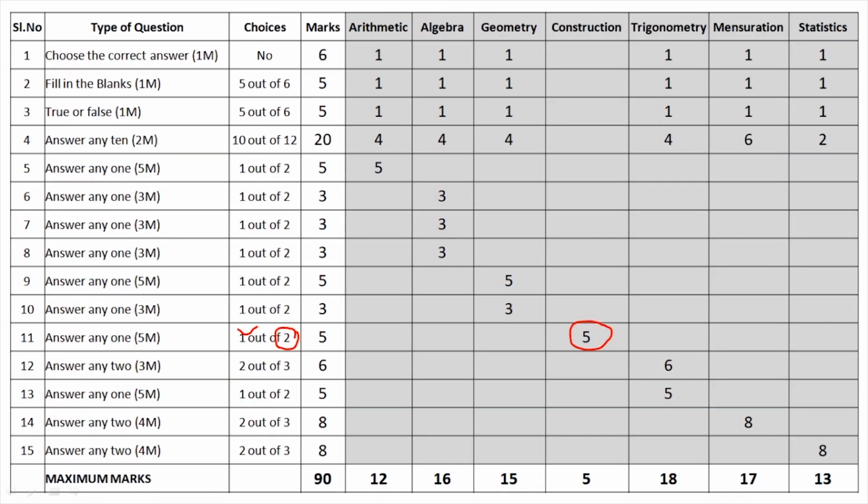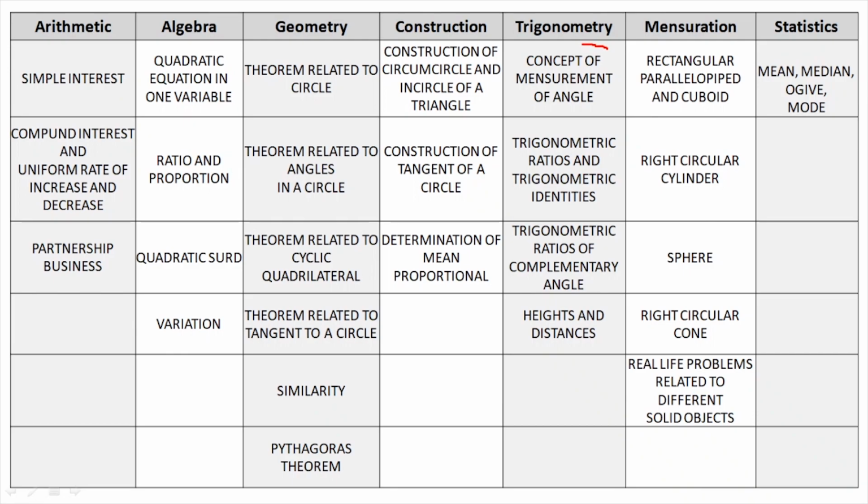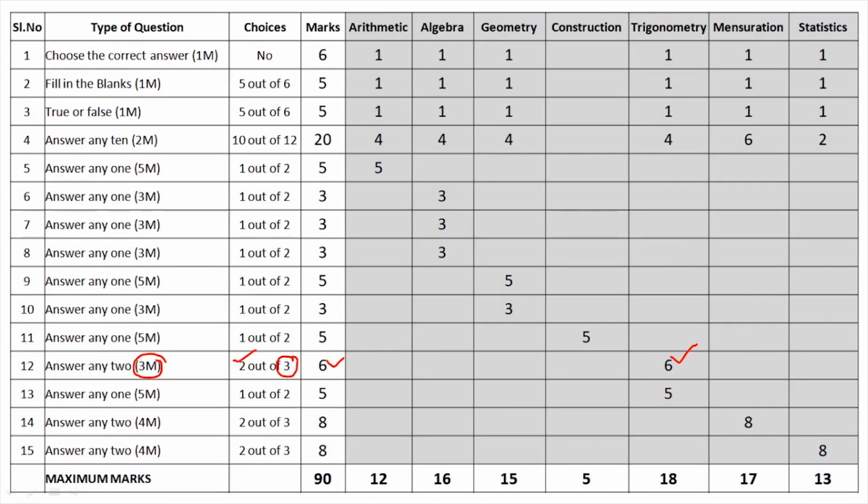After that, question number 12 will be from trigonometry. There will be 3 questions and you have to answer 2, which will be of 3 marks each. So total marks will be 6, and that will be from trigonometry. Let us see the chapters involved in this. So these 3 chapters will be involved. Okay, 3 questions will be from these 3 chapters, and it will be of 6 marks.